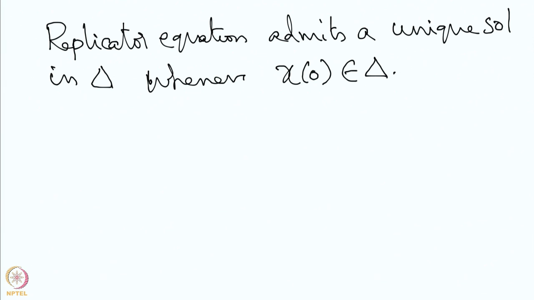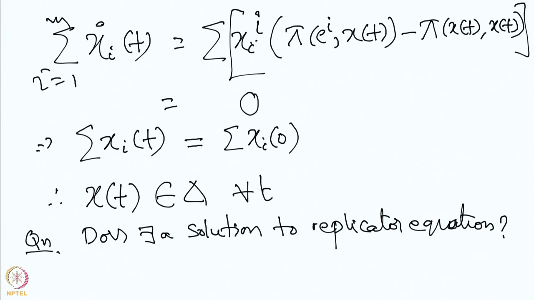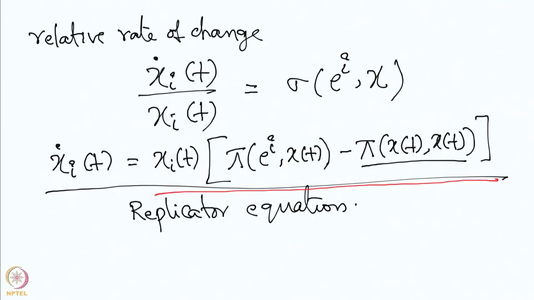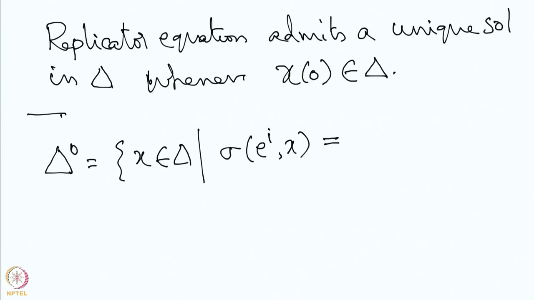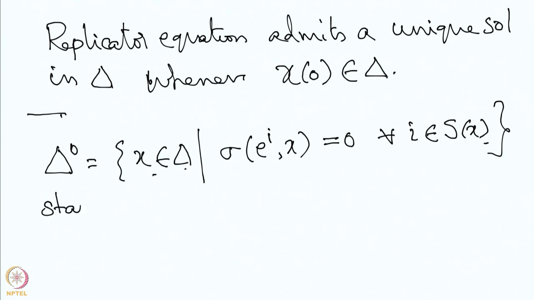Okay, so now let us look at it. If x is an ESS, what is going to happen to pi e_i x t minus pi x t x t? Let us take the set delta 0, which is all x in delta such that sigma e_i x is 0 for all i in S x. So I am only looking at those x in delta for which sigma e_i x is 0 for i in the support of x. If i is not in the support of x, I do not care whether it is 0 or not. This is nothing but the stationary points of the replicator equation.